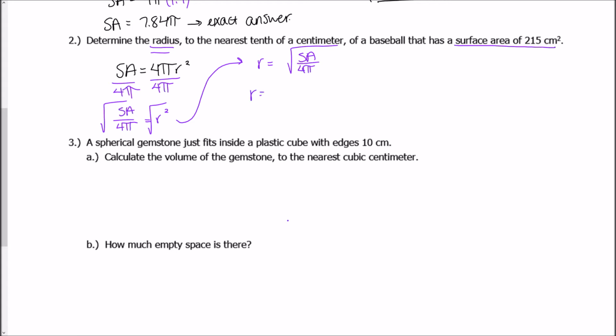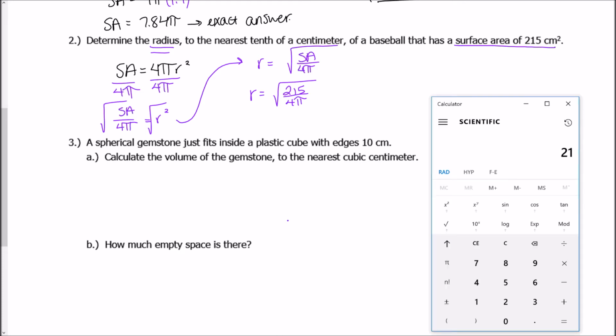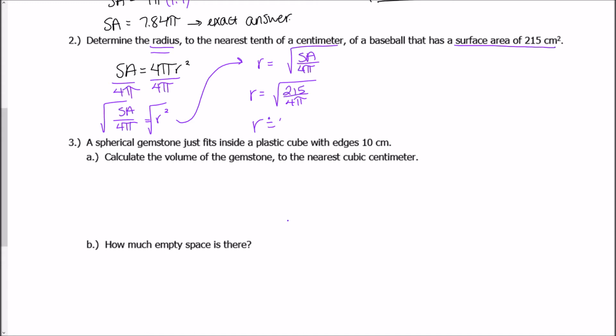So I'm going to plug that information in. I know the surface area is 215, and then I'm going to divide that by 4 pi, and then I'm going to square root. So let's go ahead and calculate this. I'm going to take 215, divide that by, in brackets, 4 times pi, close my brackets, press enter, and then I'm going to square root, and I should end up getting that my answer is about 4.1. So the radius here is equal to about 4.1 centimeters.